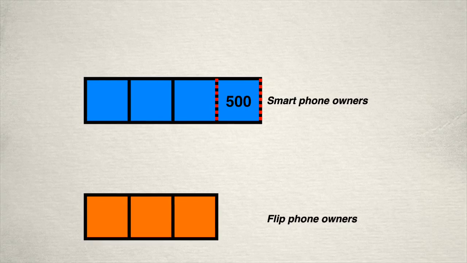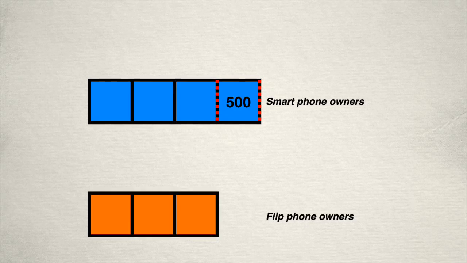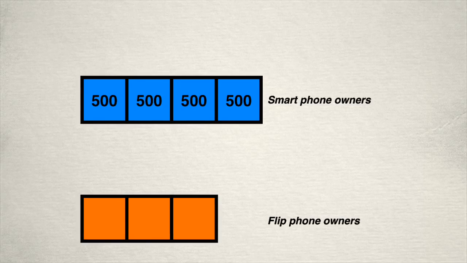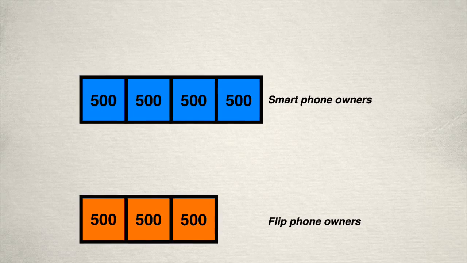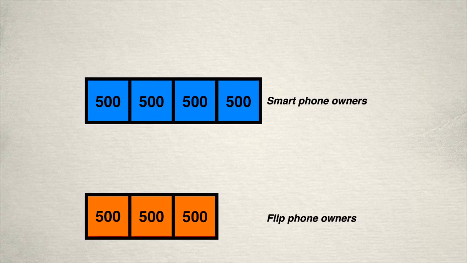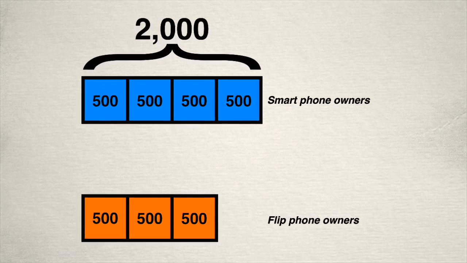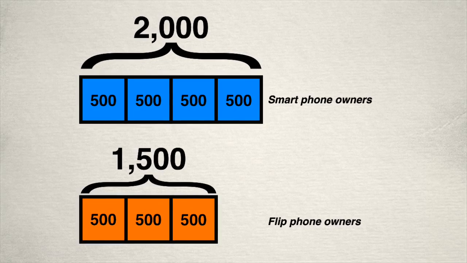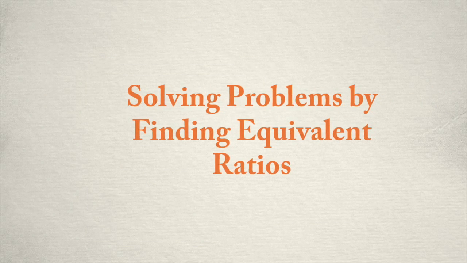Now this tape diagram illustrates well 500 more smartphone owners than flip phone. And because we now know that every unit is worth 500, we can plug it in throughout the whole problem. And so we have 4 groups of 500 smartphone owners, we have 3 groups of 500 flip phone owners. Total smartphone owners would be 500 times 4, which is 2,000, and our flip phone owners would be 1,500. 3 units of 500.